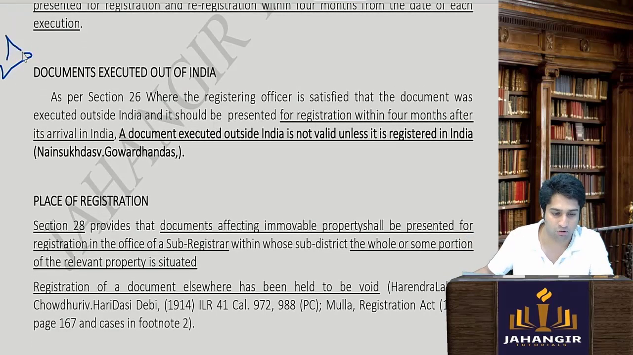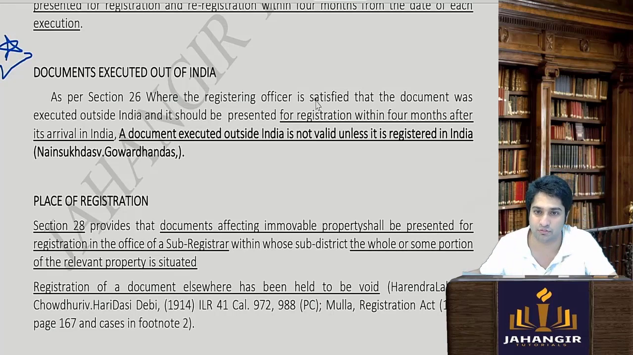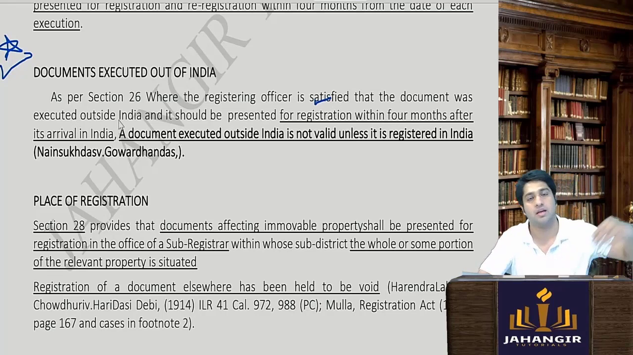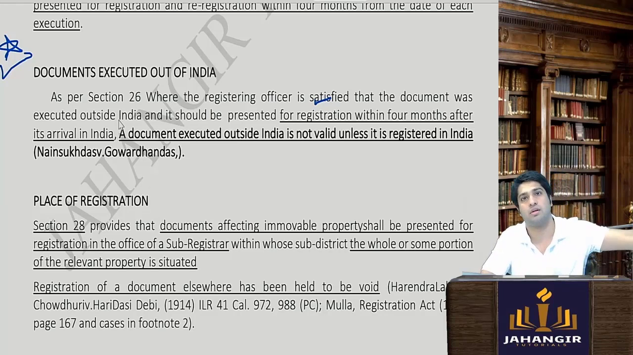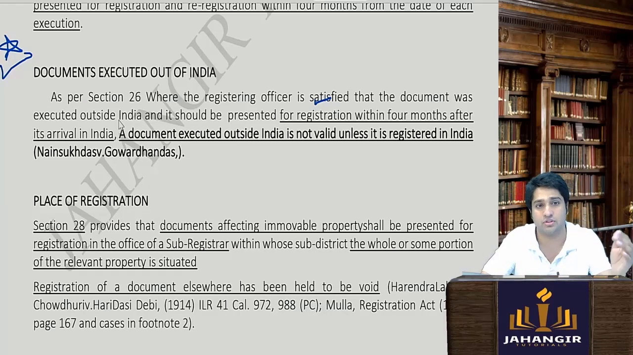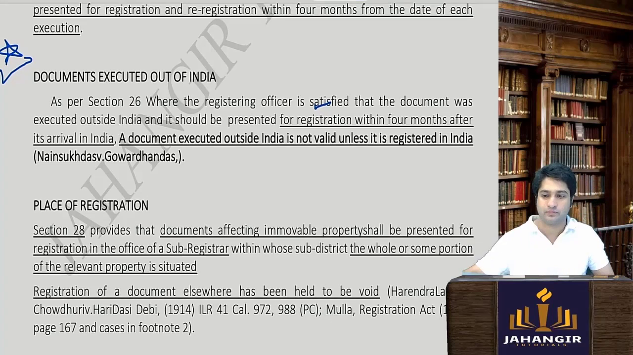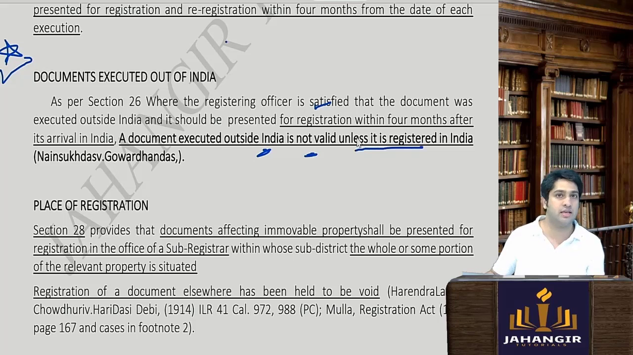Documents executed out of India. Mark karo important. What if the document is executed out of India? Then it should be presented for registration within 4 months after its arrival into India. So let's say I had gone on a trip with someone else. I have entered into an agreement, or I was working abroad. I entered into an agreement there. So the document is executed, that is signed abroad. A document executed outside India is not valid unless it is registered in India.